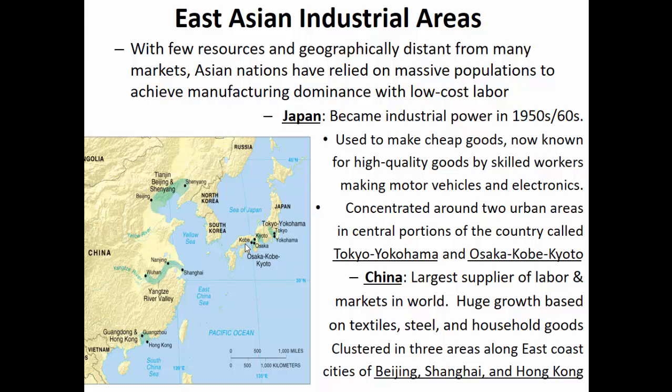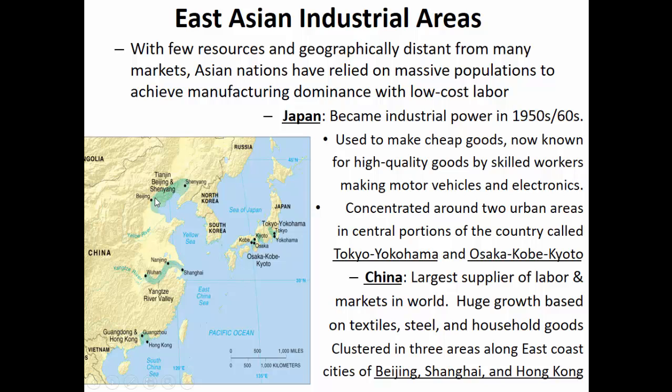China is the largest supplier of people, of workers, of labor, and of markets in the world, which means buyers as well. Huge growth in this country based on textile production, low-wage workers making low-cost clothing. Steel, they've really taken over the steel industry in modern times. More steel being produced in China than anywhere else. And household goods, especially inexpensive, cheap household goods. Again, taking advantage of those massive populations, which means incredibly cheap workforces.